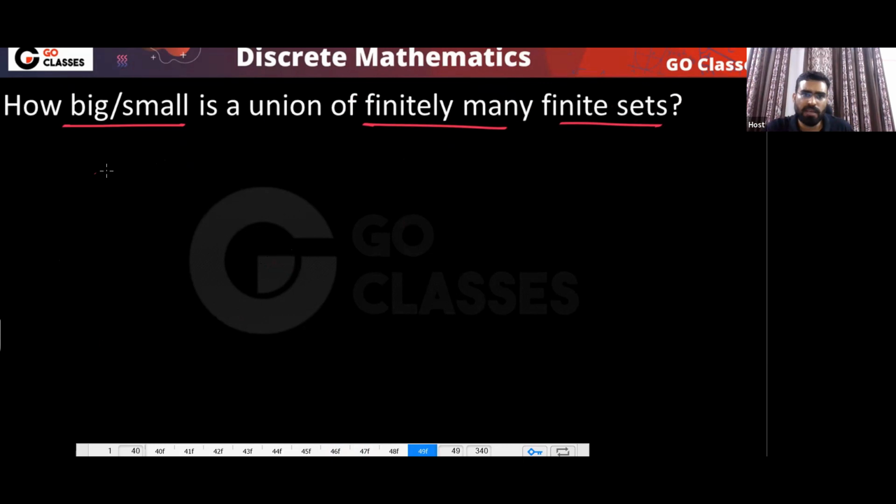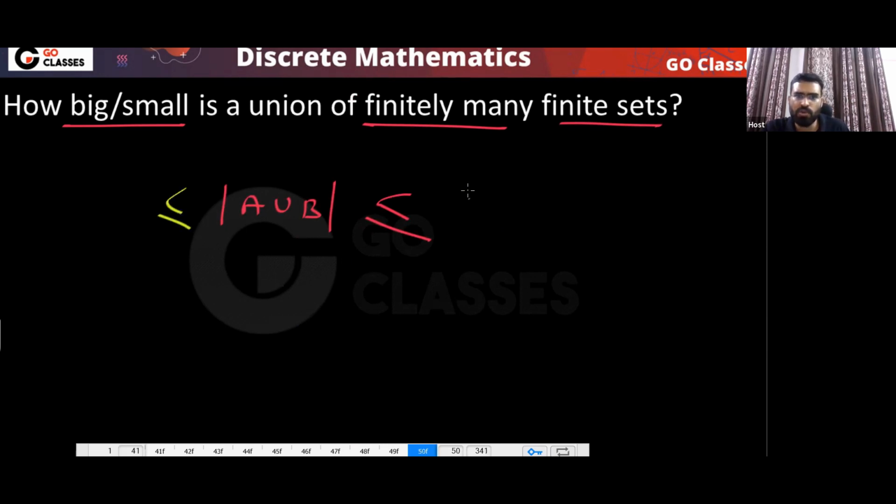So can anyone tell me, what do you expect? What is the maximum value that can happen for A union B union C? What is the worst, maximum value that you can get? And what is the minimum value you can get?